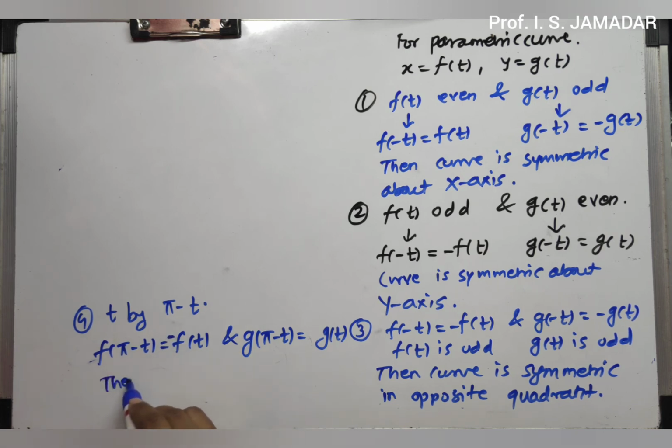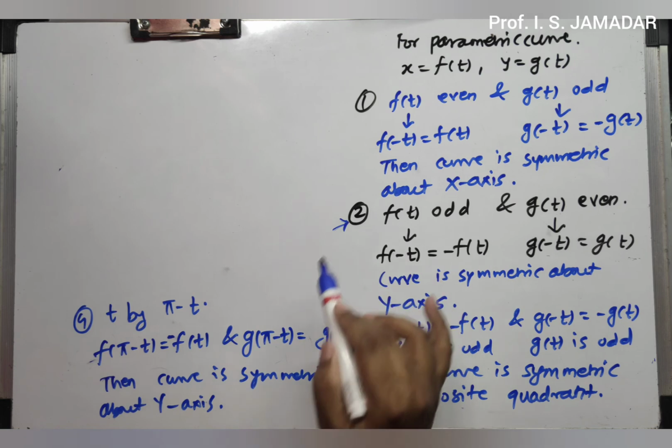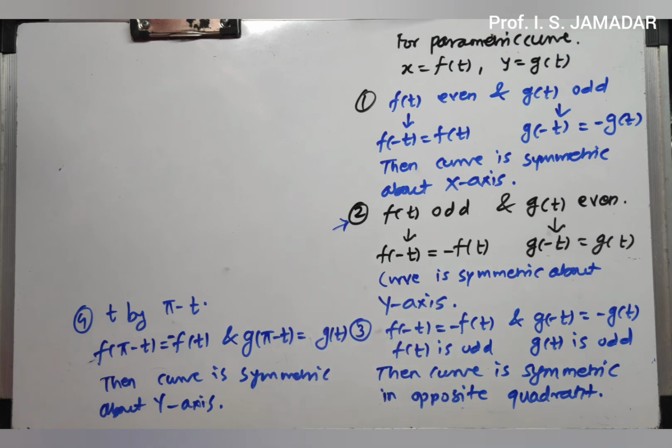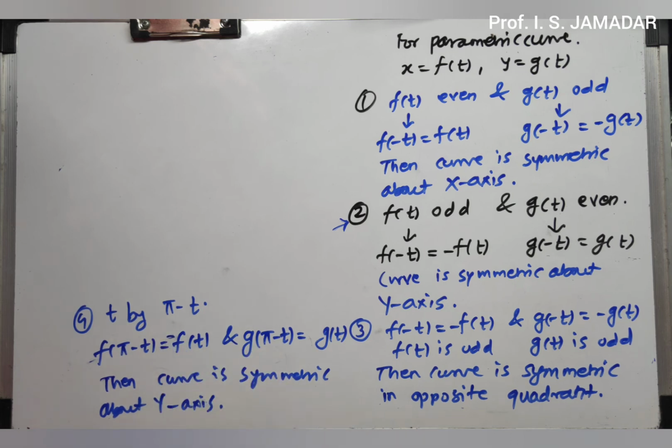Then the curve is symmetric about the y-axis. This is an alternate to the second rule. If the second rule fails, and in the example there is trigonometry in the equations of the curve, then you can go for the fourth rule for checking the symmetry about the y-axis. These are in short the rules for symmetry.